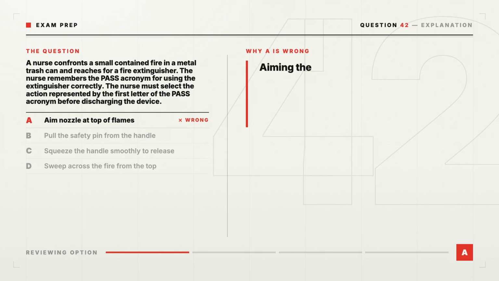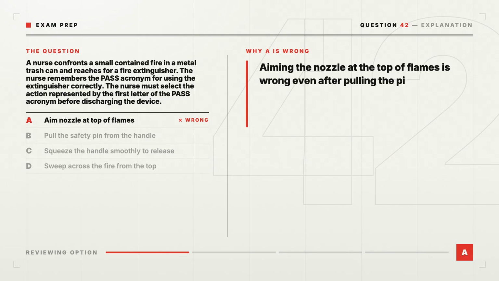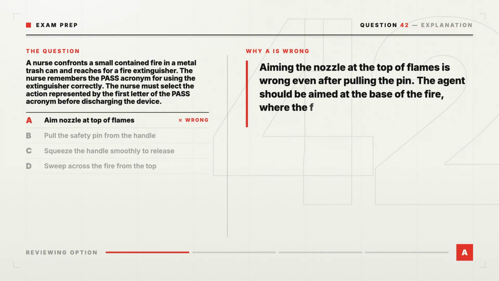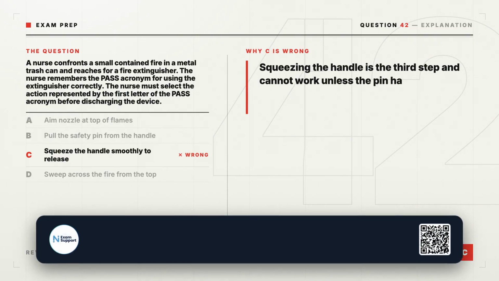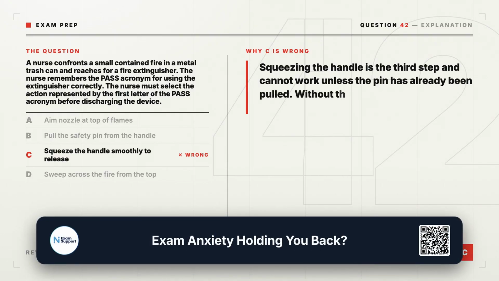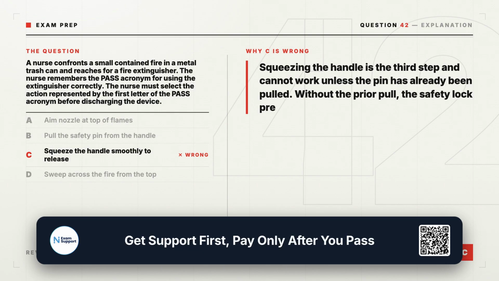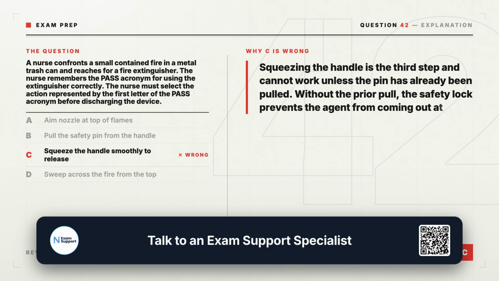A is wrong because aiming the nozzle at the top of flames is wrong even after pulling the pin. The agent should be aimed at the base of the fire where the fuel is rather than at the visible flames. C is wrong because squeezing the handle is the third step and cannot work unless the pin has already been pulled. Without the prior pull, the safety lock prevents the agent from coming out at all.